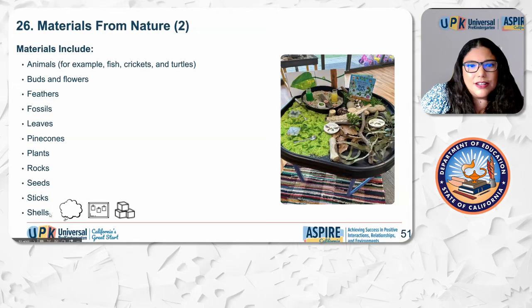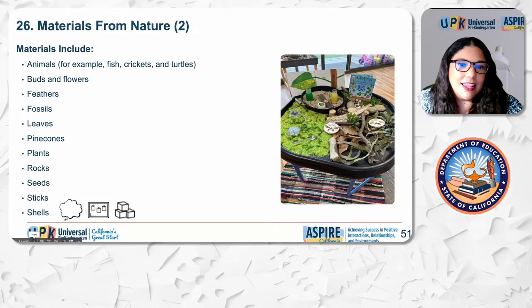If you go to our next slide, you'll have a list here of materials that support materials from nature. We have animals, for example, fish, crickets, and turtles. We have flower buds, flowers, fossils, leaves, pine cones, plants, rocks, seeds, sticks, and shells. So feel free to add materials that you already have in your space, materials that you want to add, and absolutely share in the chat some of those amazing ideas that you're already adding.